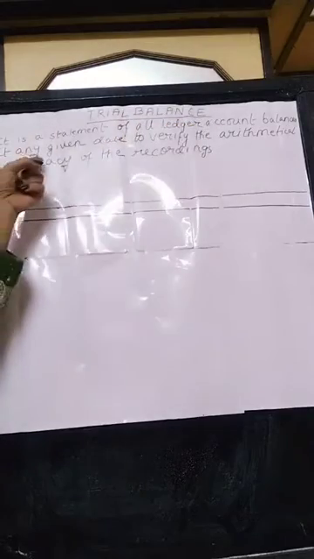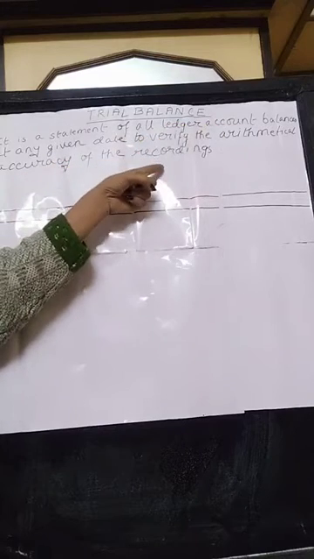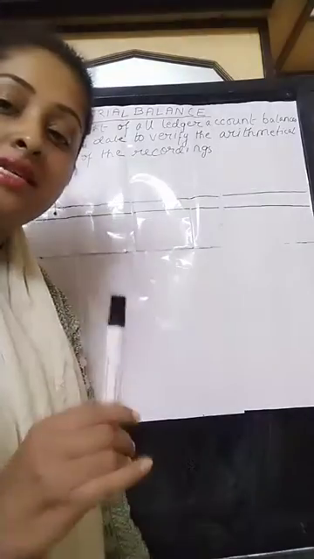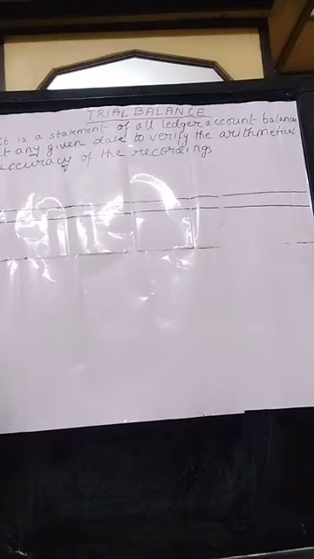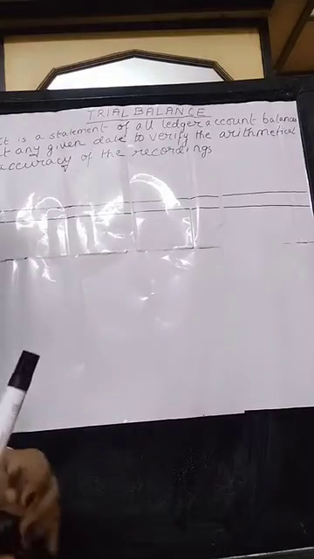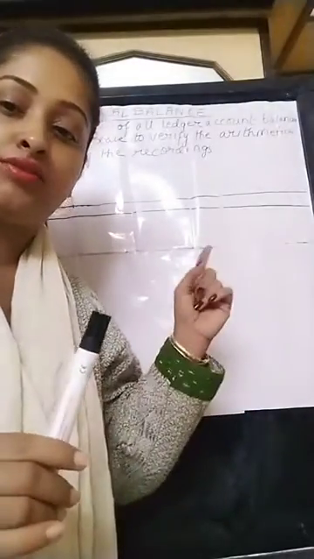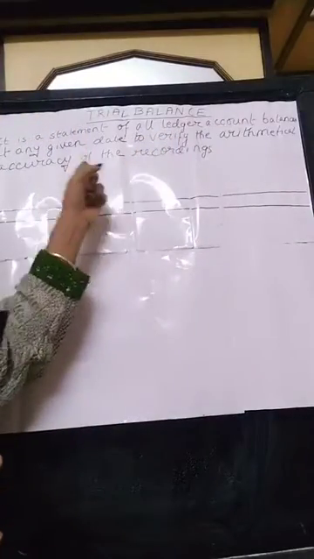It is a statement of all ledger account balances at any given date to verify the arithmetical accuracy of the recordings. So trial balance is what? It is a statement. Remember, it is not an account. It is a statement of all the ledger account balances at any given date to verify the arithmetical accuracy of the recordings. So its function is also stated. The function of trial balance is also given in the definition. What it actually does is verify the arithmetical accuracy of the recording.